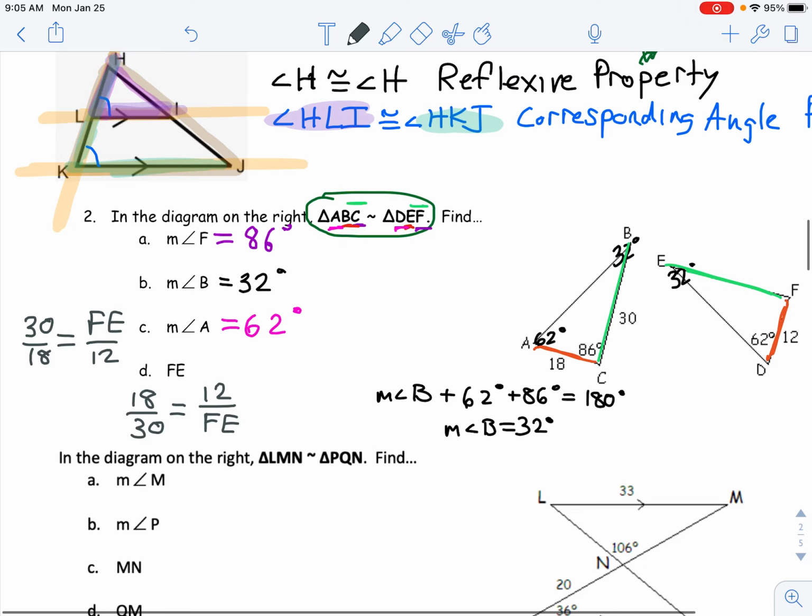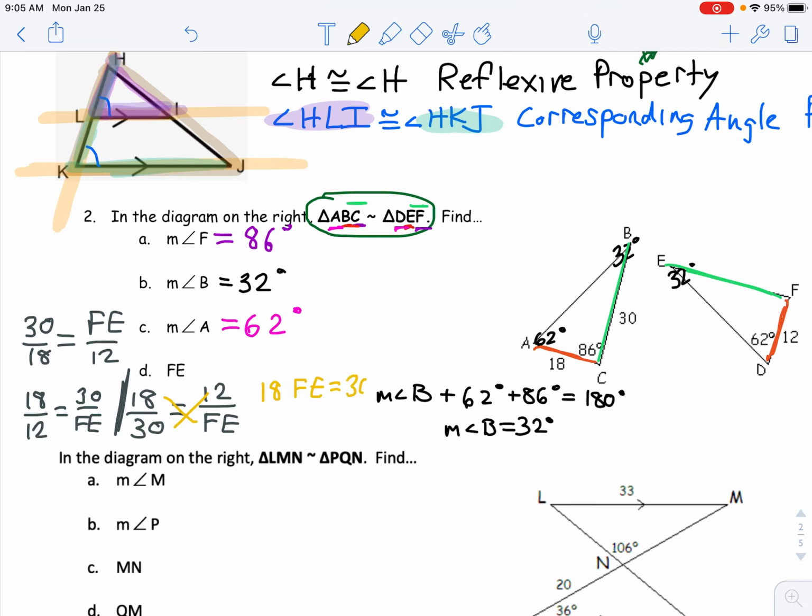You could have even also said, well, the orange is AC and DE, I have those in orange. I could say, well, those are corresponding, so I could write 18 over 12 equals 30 over FE. All right, there's even more. There's one more I could write. I'm not going to spend the time doing it. Just realize, as long as you're careful and match up corresponding parts, you're going to be in good shape. Cross multiply, divide by 18. All right, FE equals, I think 20, but let me just double check. 20.